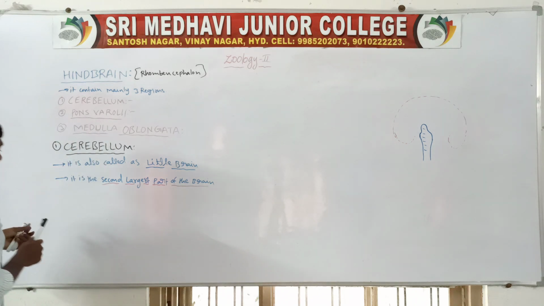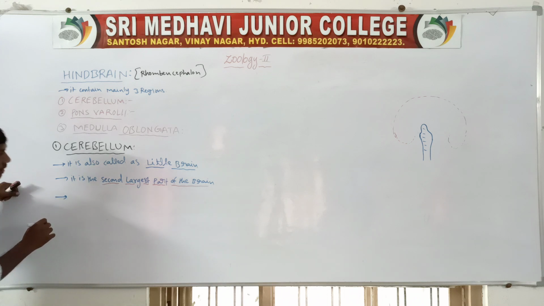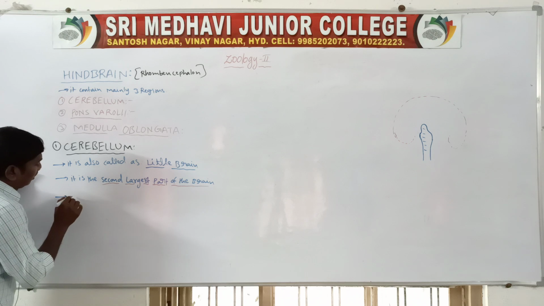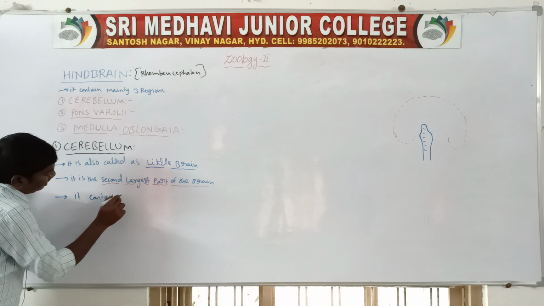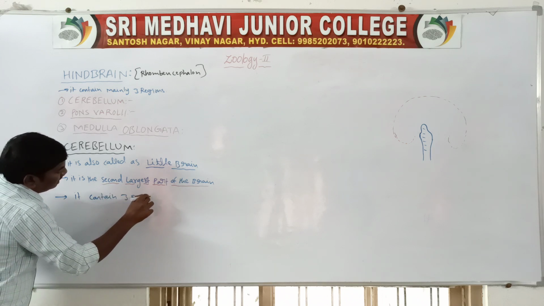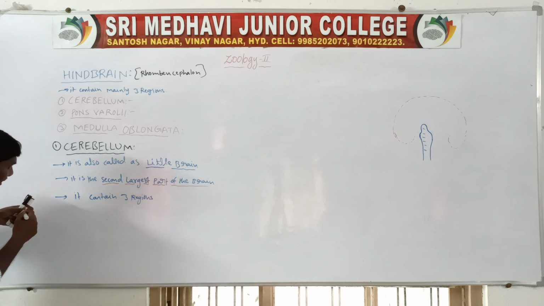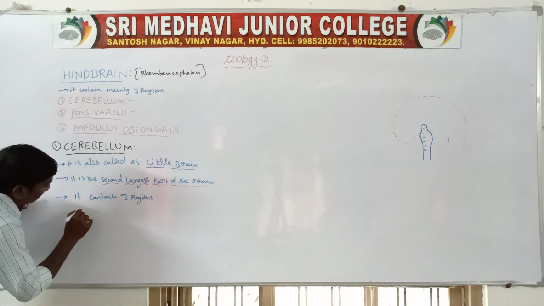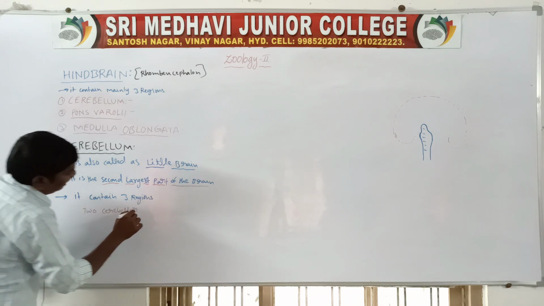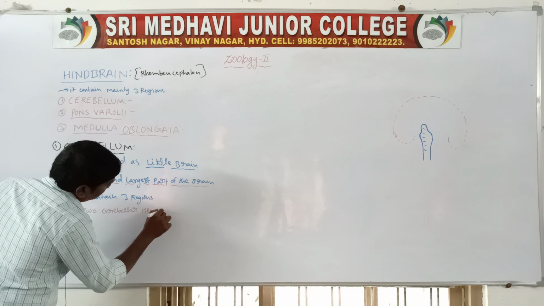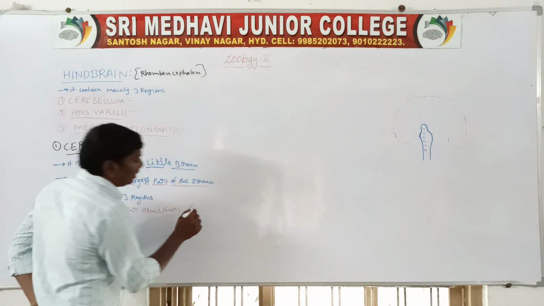Next, the cerebellum contains three regions: two cerebellar hemispheres and the central vermis.